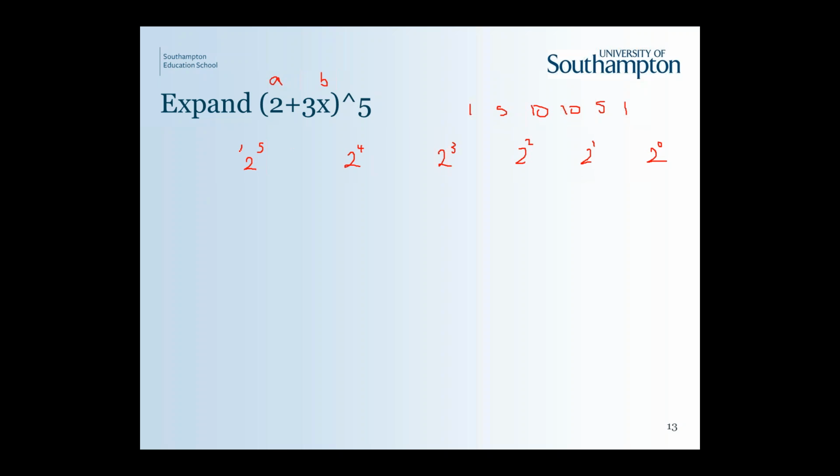With our b's, I'll put this in brackets, our b's aren't there, because really this is 3x to the naught. Sorry, the power should be now, so there. Then my next one is 3x to the 1. So b to the naught, b to the 1, so the powers are going up.